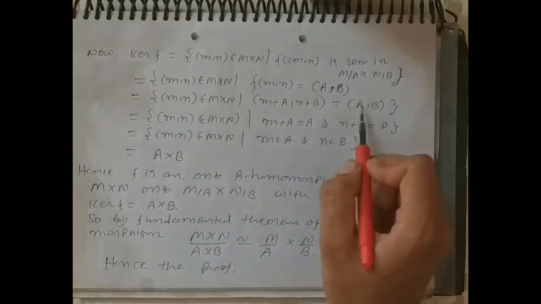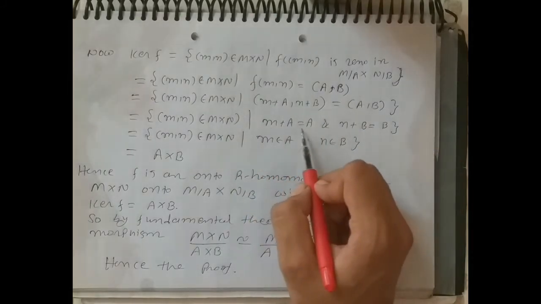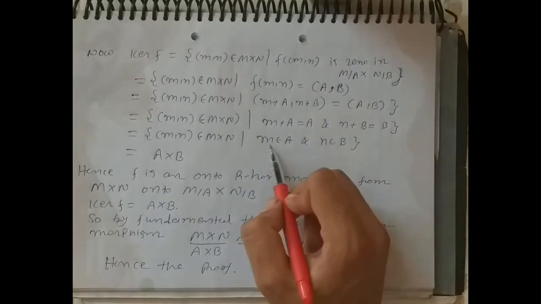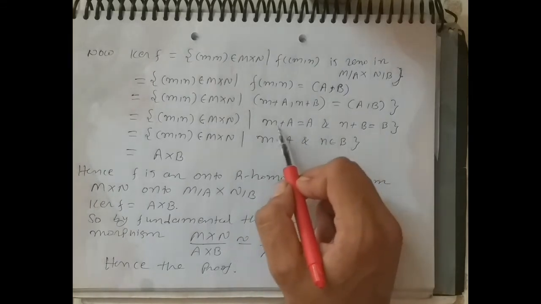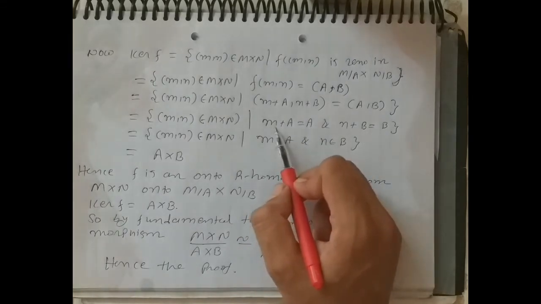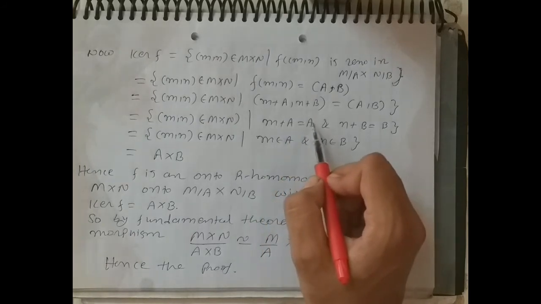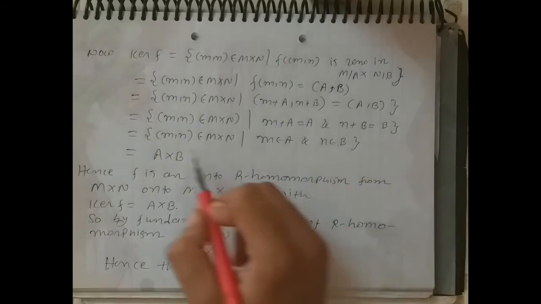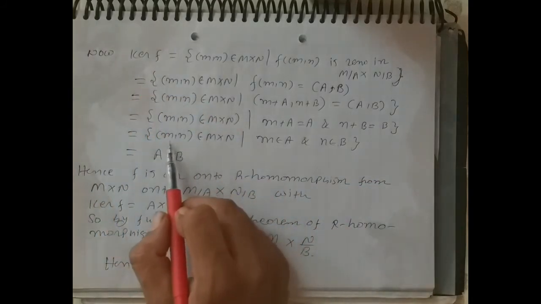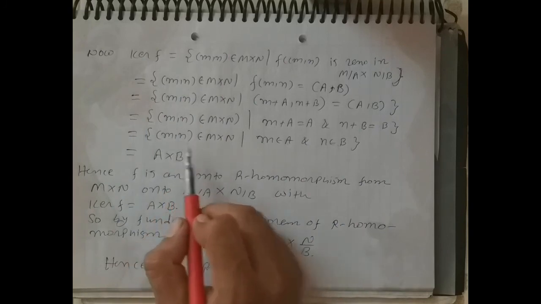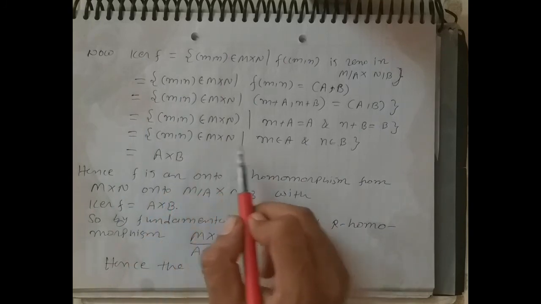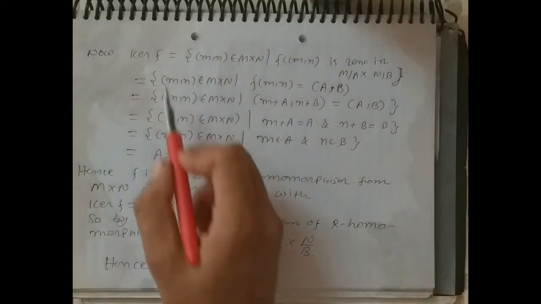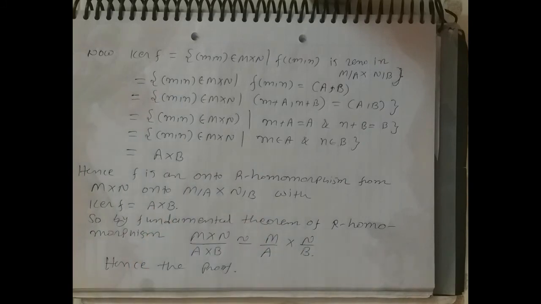Compare both coordinates, each coordinate. We get m plus A is equal to A, n plus B is equal to B. This shows that m belongs to A, because if we take any element from A and find its equivalence class, we get the same A again. So m belongs to A and similarly n belongs to B. So the kernel of f we obtained is the set of all two-tuples (m, n) belonging to M cross N where m belongs to A and n belongs to B. That means kernel of f is equal to A cross B.